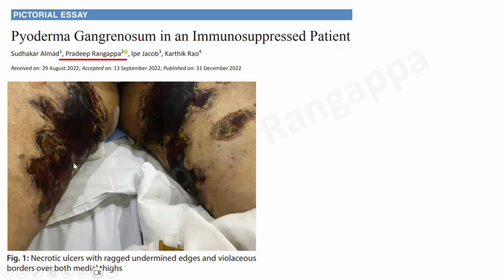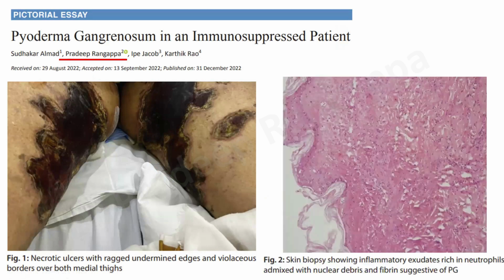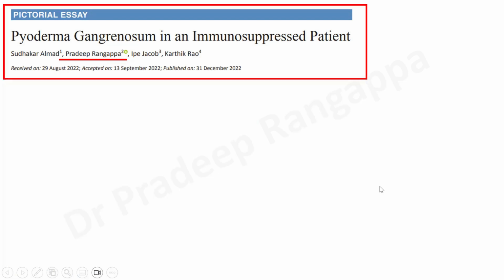This is how the skin looked. As you see, it's a necrotic, violaceous ulcer present on the medial side of the thigh, extending to the abdomen, in an immunosuppressed patient. We published this recently. And this is the histopathological slide of this patient, which shows a lot of neutrophilic debris, neutrophils with nuclear debris and fibrin, suggestive of pyoderma gangrenosum. I'm not an expert in histopathology, but that is how the slide looked.